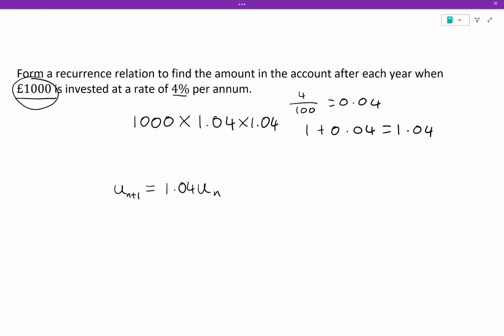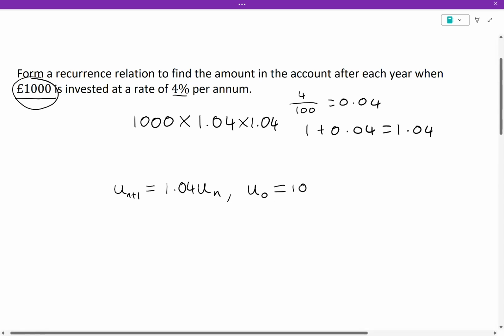Now, we've completed the main part of the recurrence relation, but we need to also state the first term. So the first term is the £1,000. So what I'm going to write is, instead of writing U1 as the first term, I'm actually going to write U0 as the first term and say that is equal to 1,000. Now, the reason I'm going to use 0 is because the 1,000 is essentially the amount in the account after 0 years. So if you multiply by 1.04 once, you'll get the amount in the account after 1 year, so you'd want that to be U1, so that the time period is linked with the subscripts.